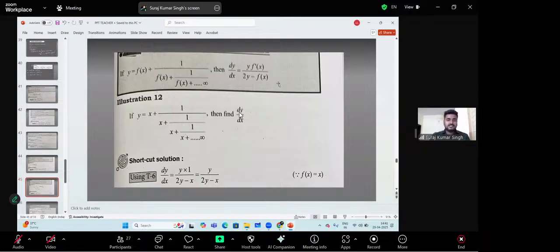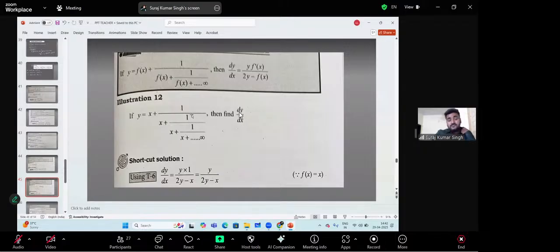Okay, let us see an example here. x plus 1 by x plus 1 by x plus 1 by x plus dot dot dot till infinity. Now the question asks what should be the value of dy by dx. You can see that I have taken x as the function, in place of f of x. So now dy by dx will come what? y as it is, f dash x, that is the derivative of x, that is 1, whole by 2y minus f of x. Answer: 1 by 2y minus x.